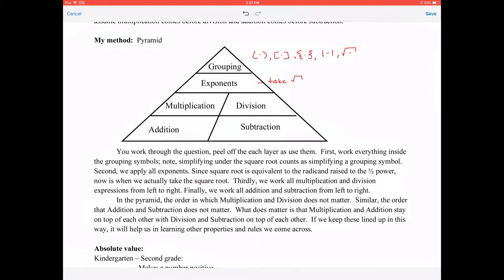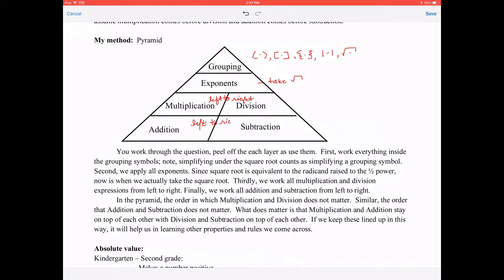the pyramid. Then you have multiplication and division, and these you work from left to right, and you work them as you read. The same way that you read is the way you work the questions. And then you have addition and subtraction, and you work as you read from left to right.